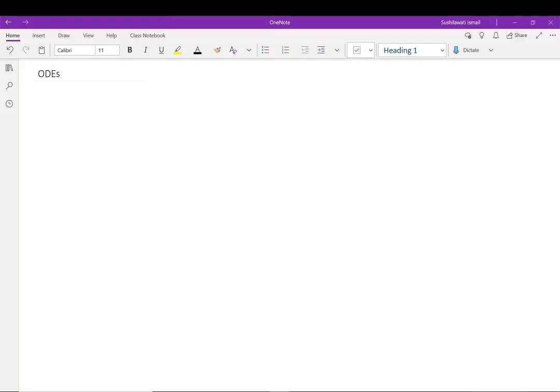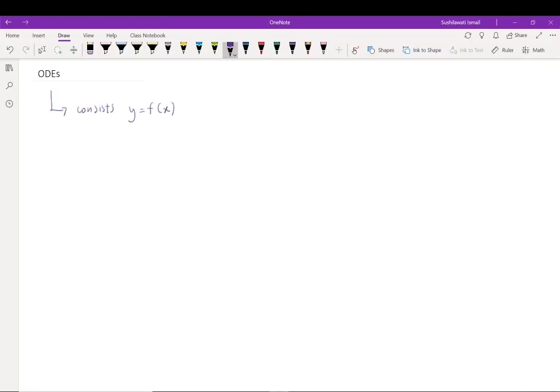Our topic today is ordinary differential equations, which is also known as ODE. Okay, let's have a quick introduction about the ODE. So ODE is actually an equation that consists of the function y = f(x) and its ordinary derivative. What does it mean? Let's take a look at this equation.